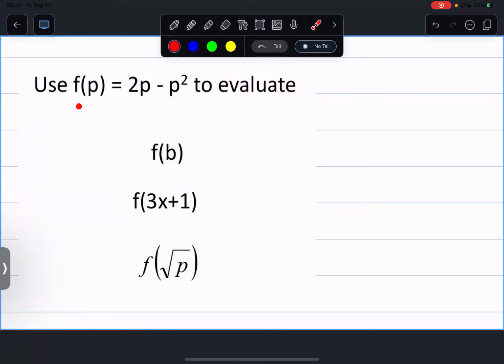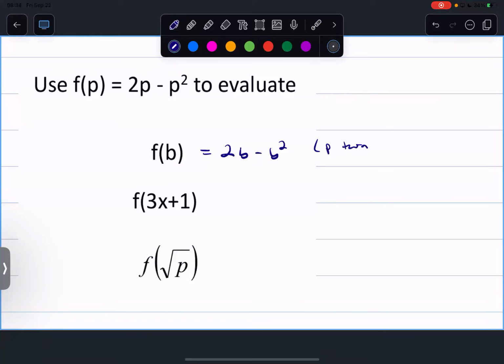We're given some function, which is f of p, so it takes some input p and returns 2p minus p squared. So if I want to find f of b, what do I have to do? Back to basics here. Well, now my input is b instead of p, that's fine. I just rewrite all my p's as b's and then I'm done. Wherever I see a p, I'm going to write b. So here, this becomes 2b minus b squared.